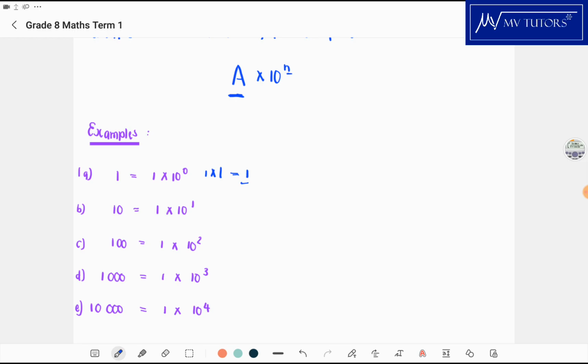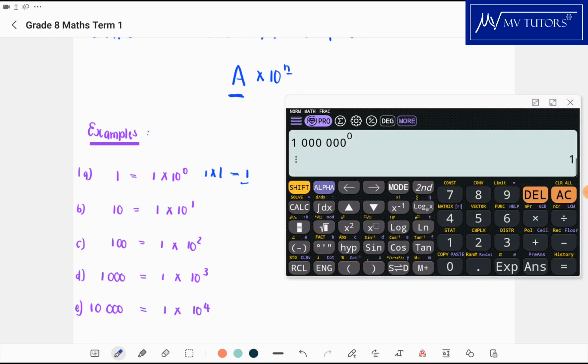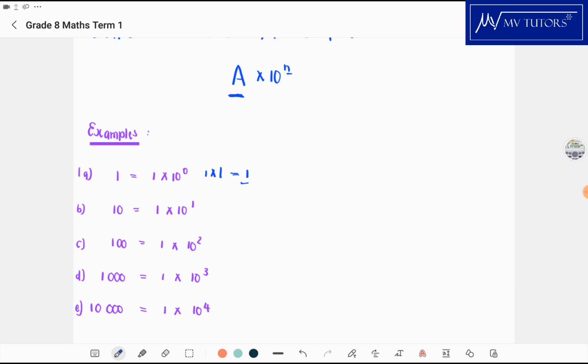Now 10 can be written as 1 times 10 to the power 1. Okay, because any number raised to the power 1 is itself. Alright, so if I say 14 to the power 1, it'll just be 14. If I say 1,000 to the power 1, it's just 1,000. So any number raised to the power 1 is itself. So 1 times 10, which is simply 10. Okay, but this is how we write it in scientific notation.